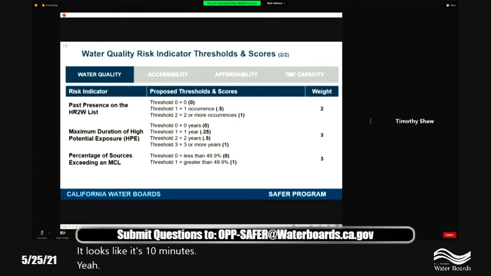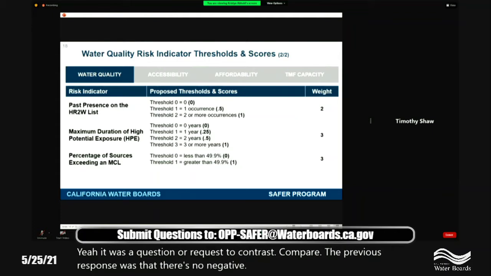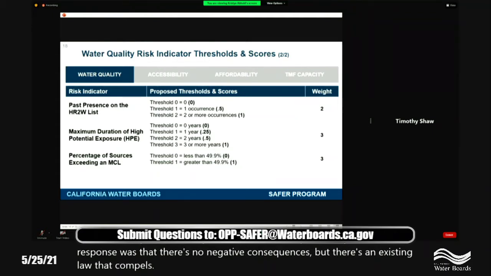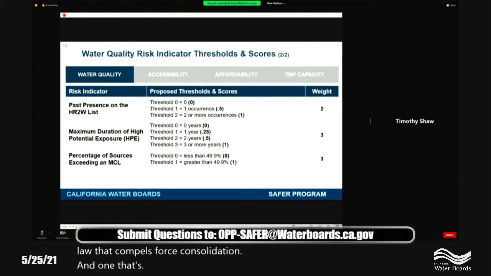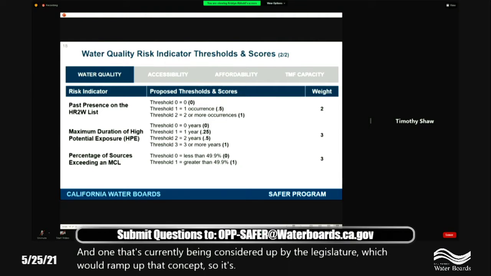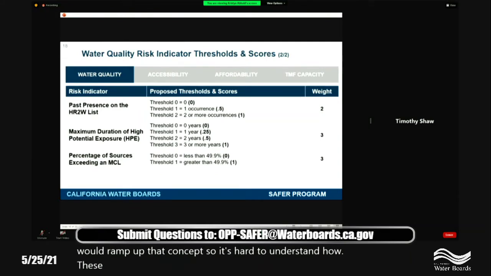Yeah, it was a question or a request to contrast and compare. The previous response was that there's no negative consequences, but there's an existing law that compels forced consolidation, and one that's currently being considered by the legislature, which would ramp up that concept. So it's hard to understand how these assessments would not lead to a negative consequence associated with forced consolidation.